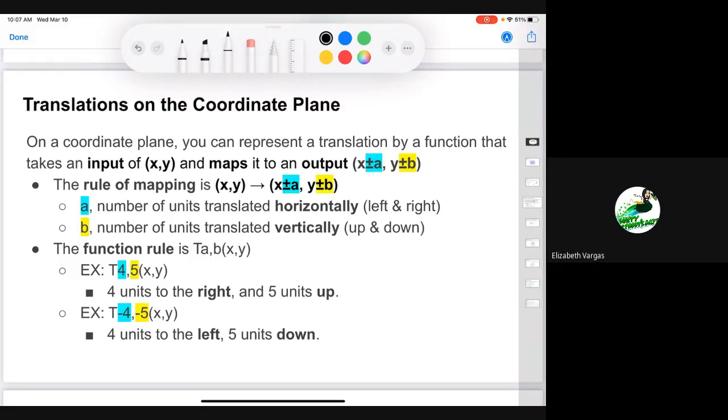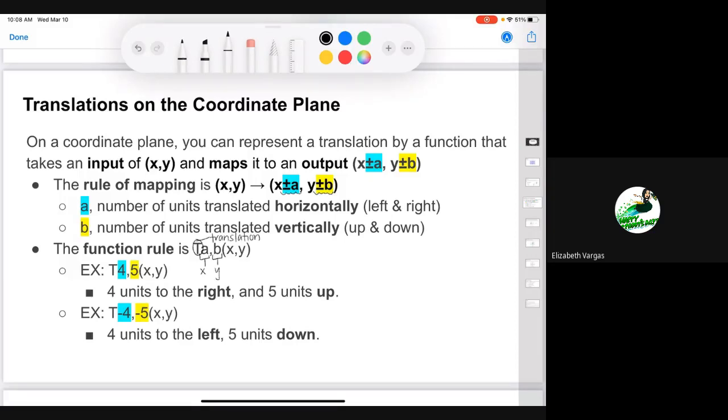So if we add something to x, say a value for A, we are either moving the image left or right. If we add something to y, more specifically a unit B, we are moving up and down. The way that we represent this is we use a function rule, which looks like this. We have T, which stands for translation, and then A and B. A will tell us what happens to our x, and B will tell us what happens to our y.